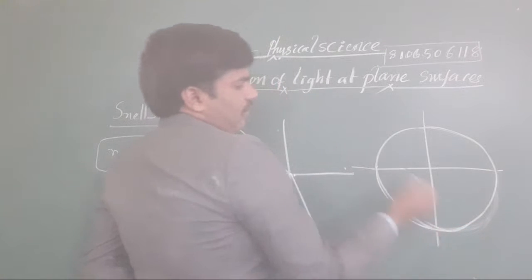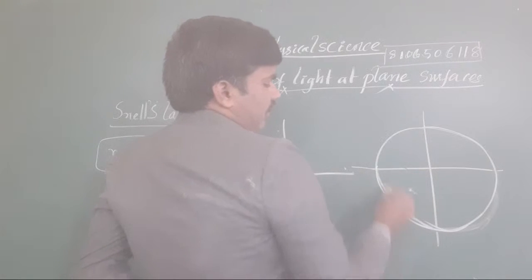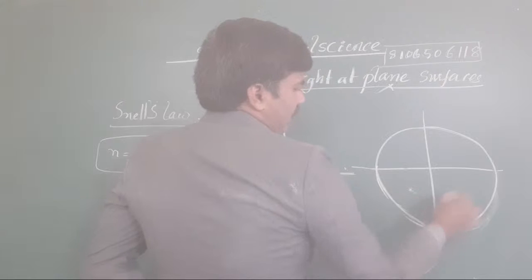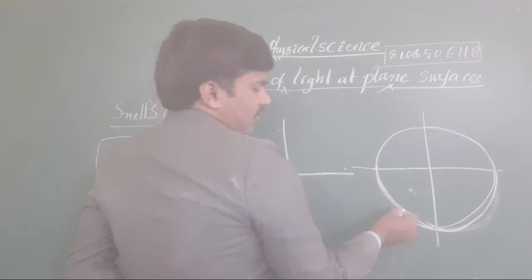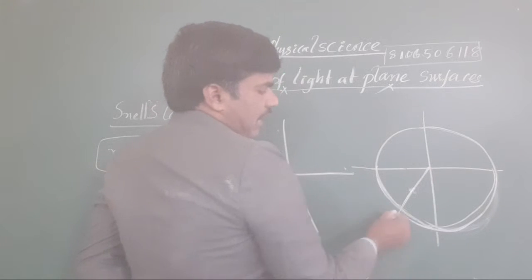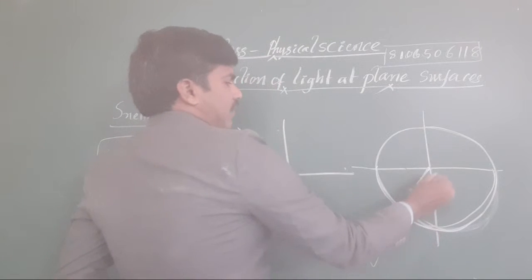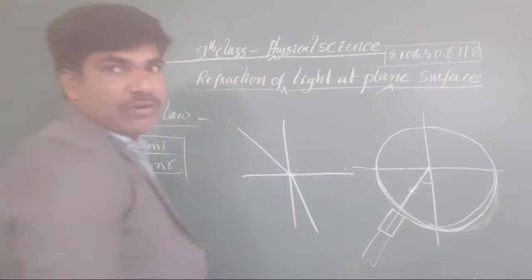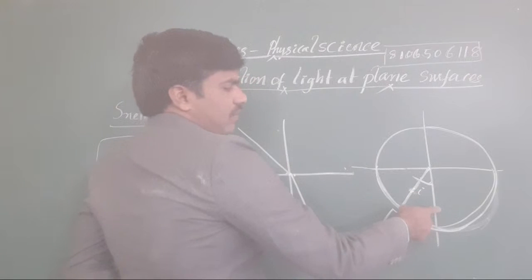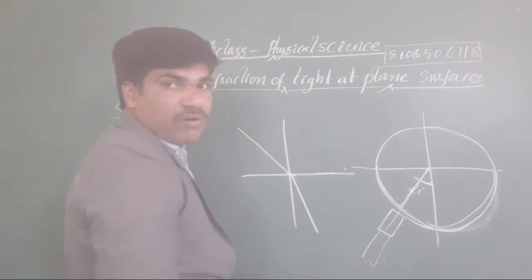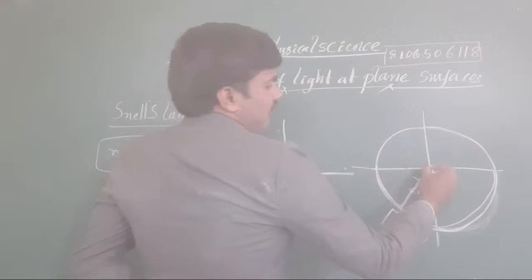Now, suppose you take one glass material at this particular place, and send laser light through this glass. Automatically it becomes the incident ray. The angle which is made with the normal by the incident ray is called the incident angle.